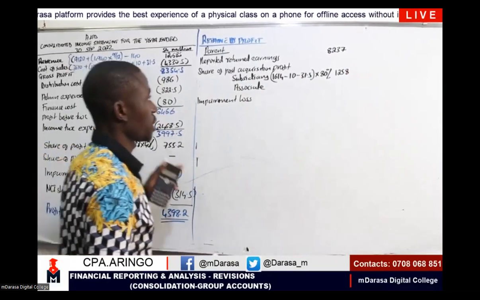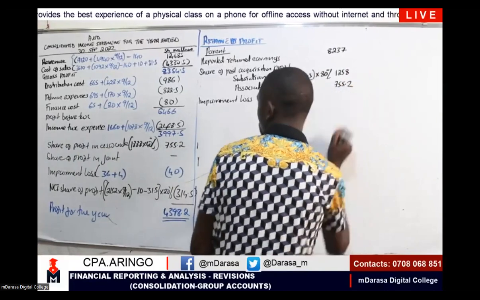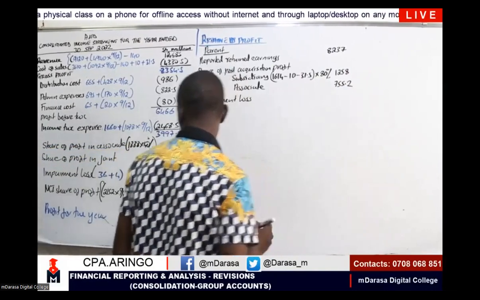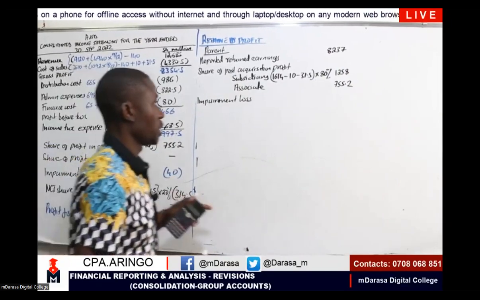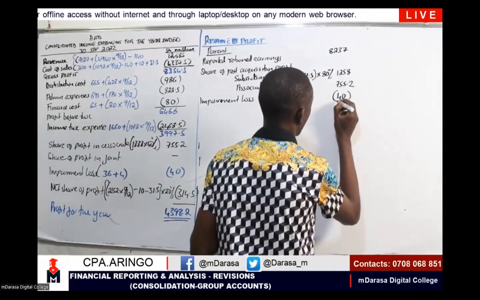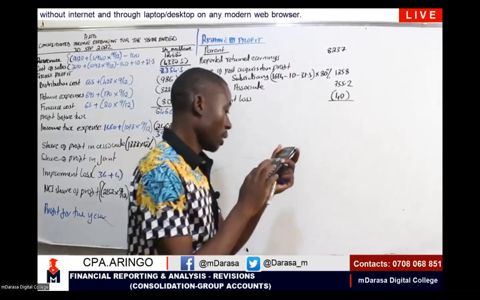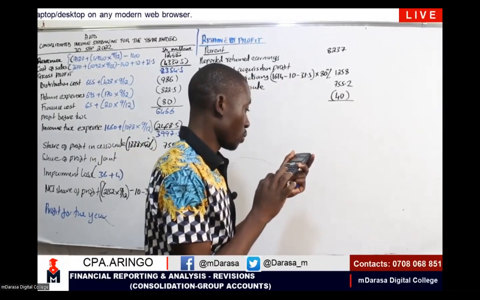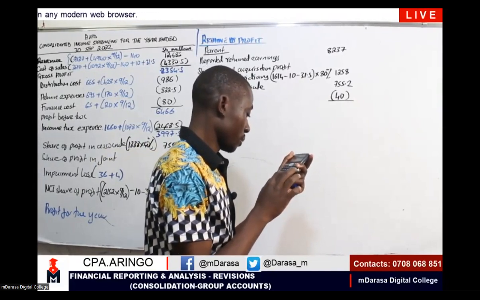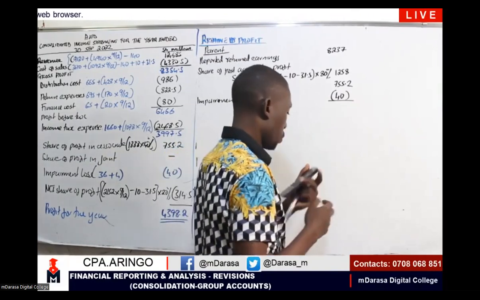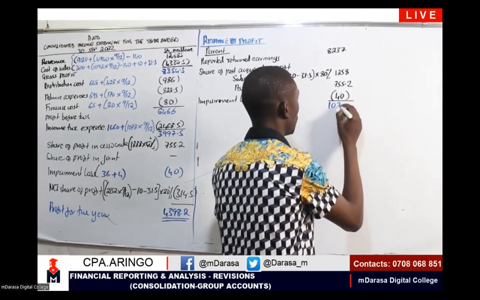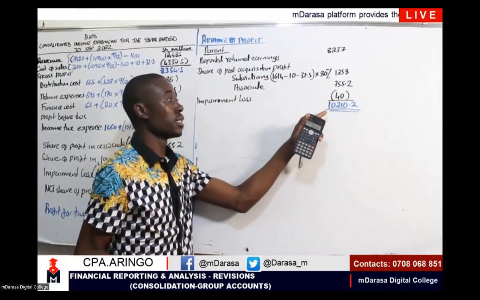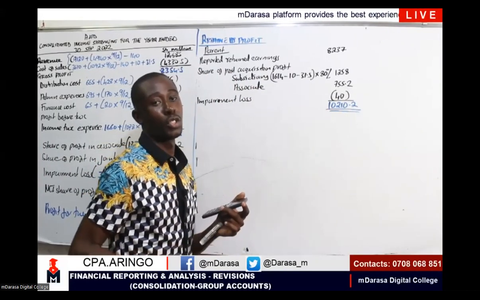Profit in associate, you had already computed it here, 755.2. Recall this one, the share of profit in associate, post-acquisition. Then impairment loss, we have already computed impairment loss for the parent. We have 40, so I'll need to deduct the 40. So that as at the end of the day, what will we be having? 8237 plus 1258 plus 755.2 minus 40 to give us 10210.2. So in our SFP, retained earnings for our parent A, I'll be having the 10210.2.